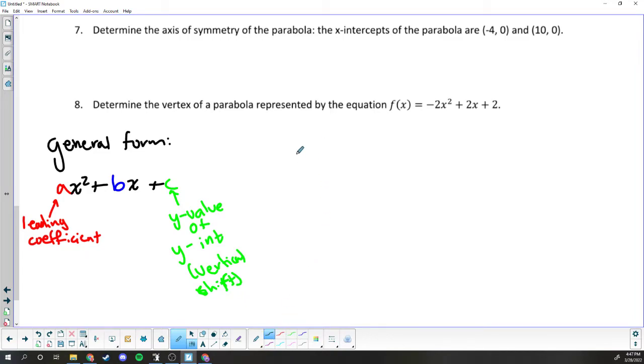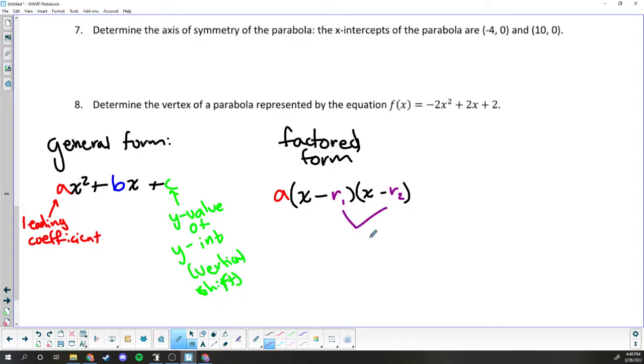The other types are this. We also have factored form. And this is helpful when you have the x-intercepts. If you know the x-intercepts, then you can write factored form. It goes like this. You have the leading coefficient again, a, times x minus r1 times x minus r2, where you guessed it, these r1 and r2 are the zeros. That's the x value of the x-intercept. It's where you cross on the x-axis, okay? And then a is the same thing. It's the leading coefficient.